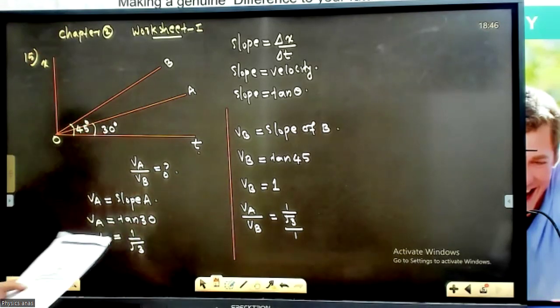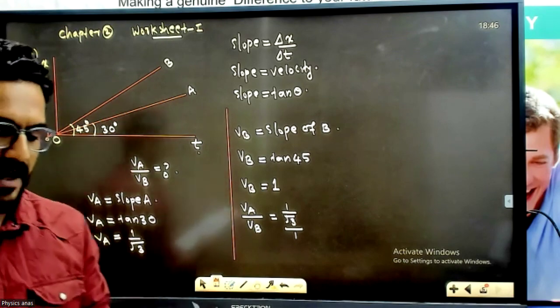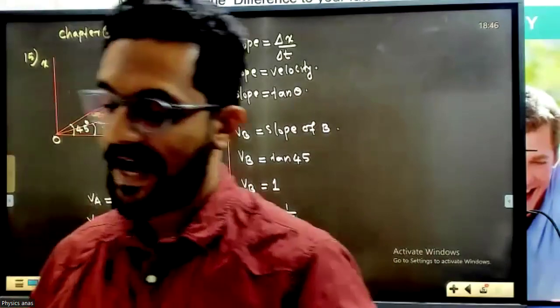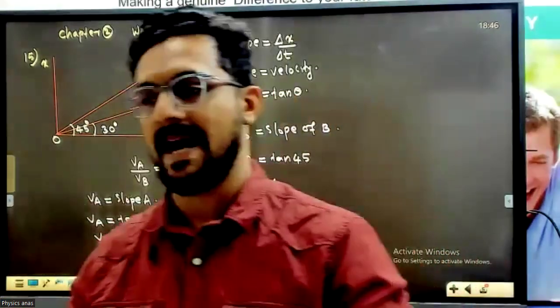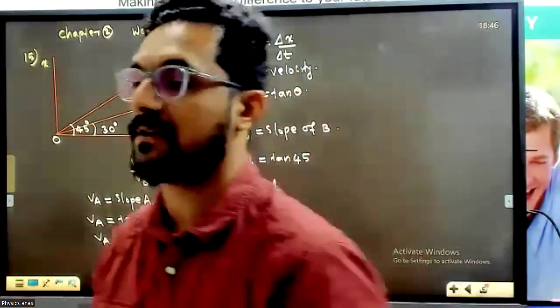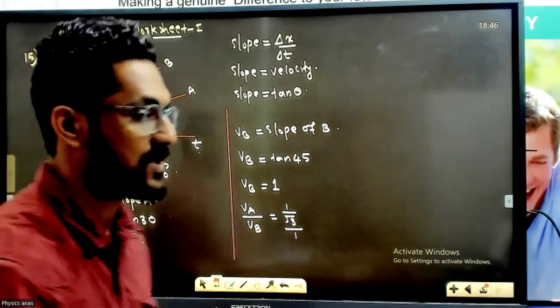Question number 16. It's a small question. Velocity time graph of two objects make angle 30 degree and 60 degree with the time axis. Find the ratio of their acceleration.